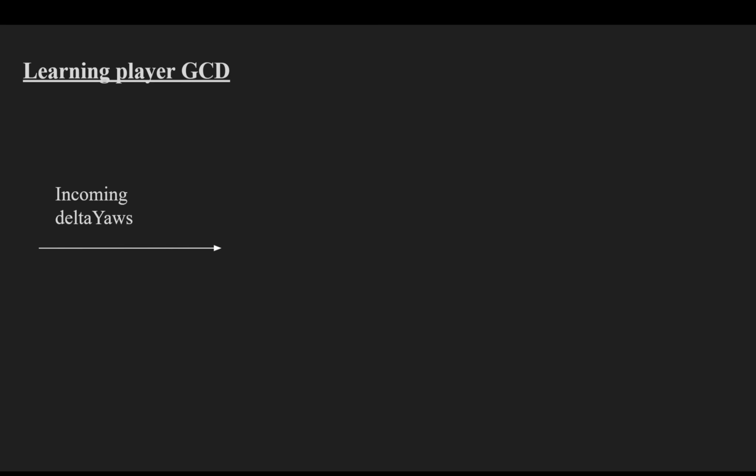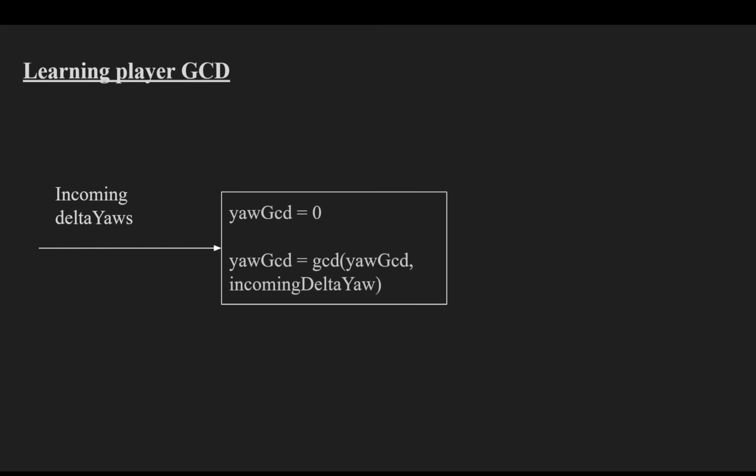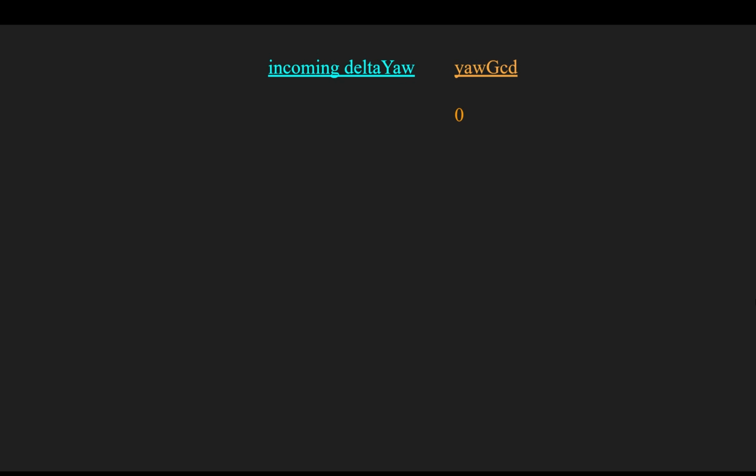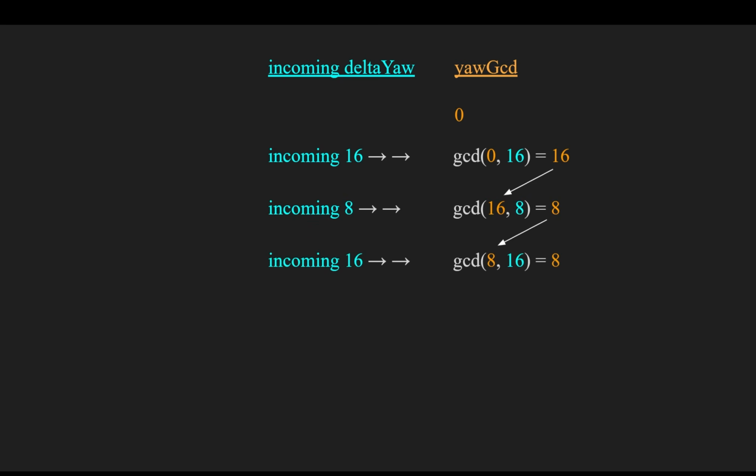My first attempt was to calculate the delta yaws on all of the incoming rotation packets from the player, and then continuously take the GCD of these delta yaws against each other, which would maintain a rolling yaw GCD value. Then, after running this for enough iterations, it would output a final converged yaw GCD value. So for example, if we get an incoming delta yaw of 16, then our yaw GCD will be set to 16. And if we get a new incoming value of 8, then our yaw GCD will become 8. If we get another incoming 16, then our yaw GCD will stay at 8, as you can see.